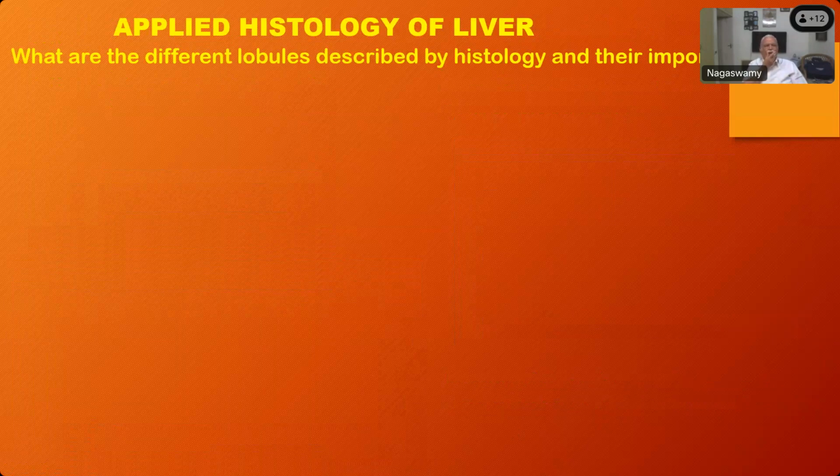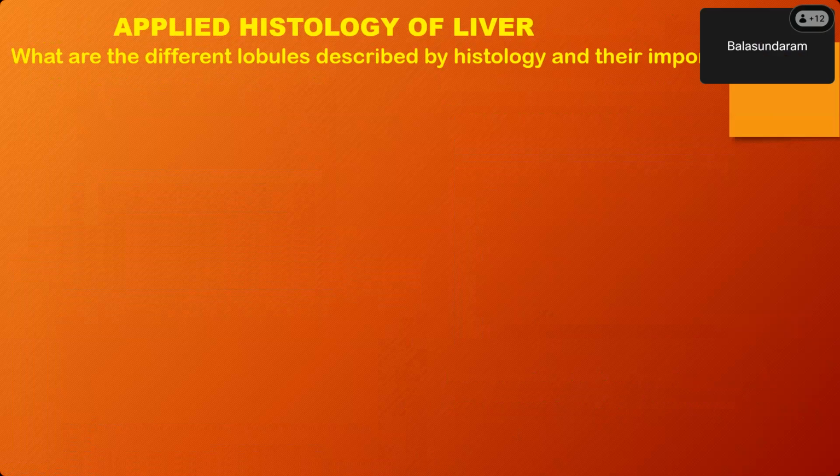Three lobules. Zone 1, zone 2, zone 3. What are the three lobules? It is periportal. Zone 1 is periportal, sir, and zone 2 centrilobular, zone 3 pericentral, sir. Okay, is that the classification of lobules, or is it a part of one description, histology description? Part, sir.